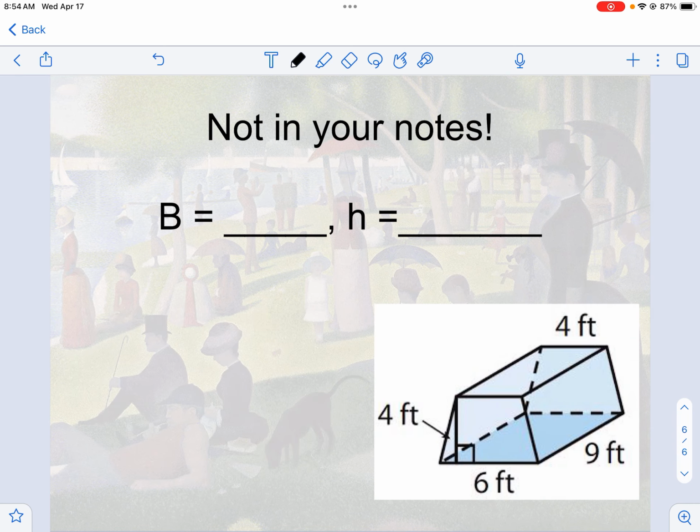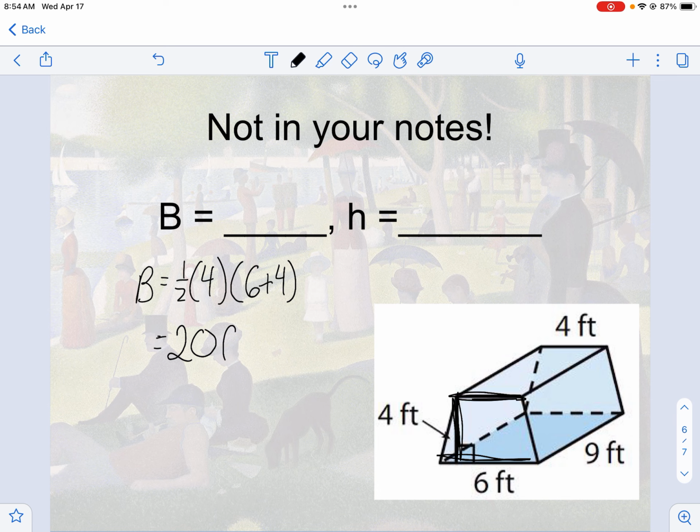Okay, and lastly, this one's not in your notes, but what would happen if we have a trapezoid? Well, the area of my base is going to use the trapezoid formula, so 1/2 times the height of the trapezoid being 4 times the two bases added together, so 6 and 4. 6 is that base, 4 is the other one. The height is the distance between the two bases on my trapezoid. So the area of my base is 10 times 4 is 40 divided by 2 is 20 feet squared. Okay, so 20 for my base. And the height, the distance between those two bases, is 9. So 20 times 9 gives me a volume of 180 feet cubed.